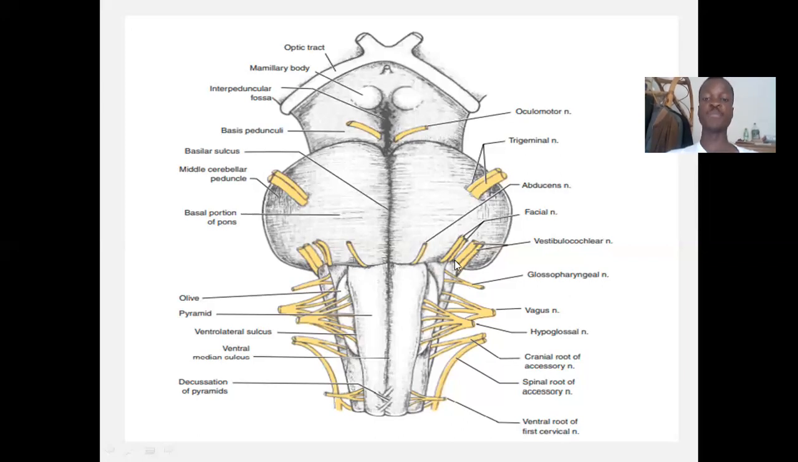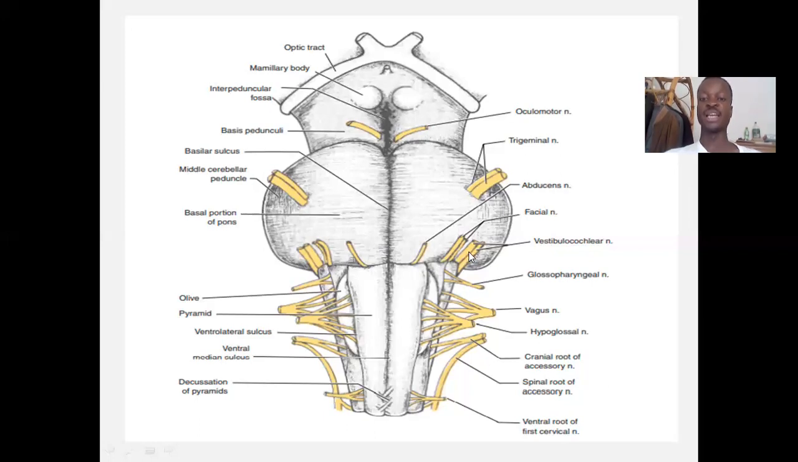And from this pontomedullary sulcus, you'd expect emergence of cranial nerve 6, which is this one, your abducens nerve. Then you have emergence of cranial nerve 7 by 2 roots. A more medial, which is the motor root. Then a more lateral, which is your nervus intermedius.